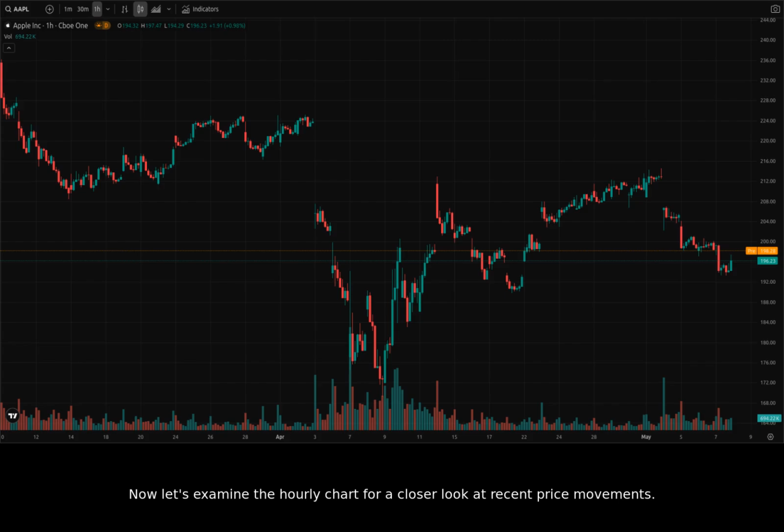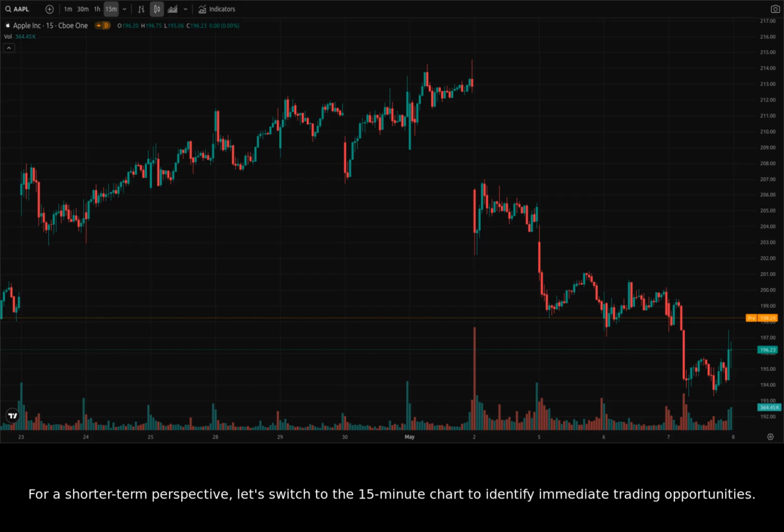Now let's examine the hourly chart for a closer look at recent price movements. On the 1-hour chart, we can identify some short-term support and resistance levels. The 1-hour chart shows the price has been trending downwards very recently. It's testing support around the 197 level. A break below this could lead to further declines. The volume today has been pretty typical, nothing out of the ordinary.